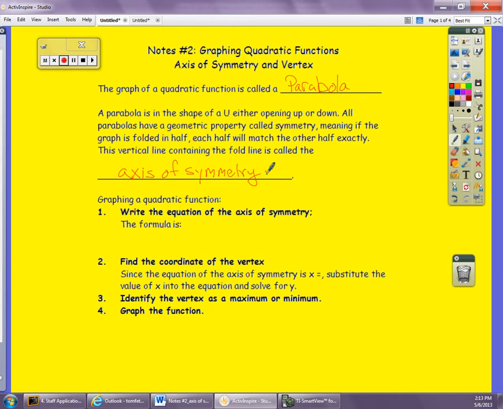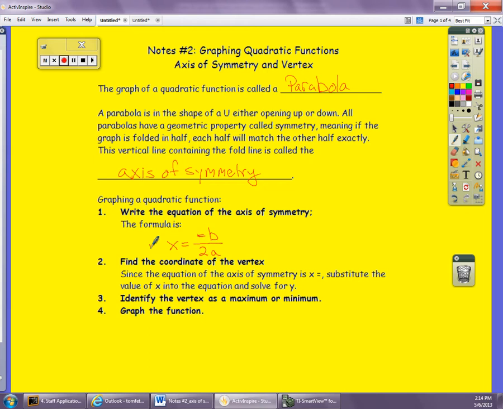Now, when we go to graph a quadratic function, we're going to talk about these 4 steps. What we want to do is write the equation for the axis of symmetry. And to do that, we use a simple formula. The formula is x equals negative b over 2a. So that's the formula for the axis of symmetry.